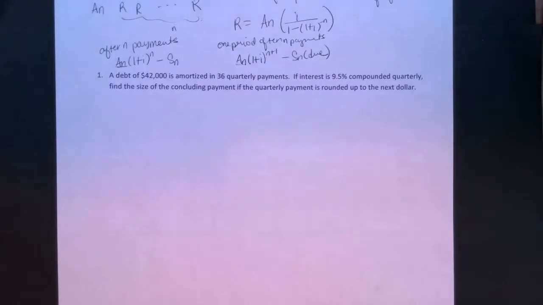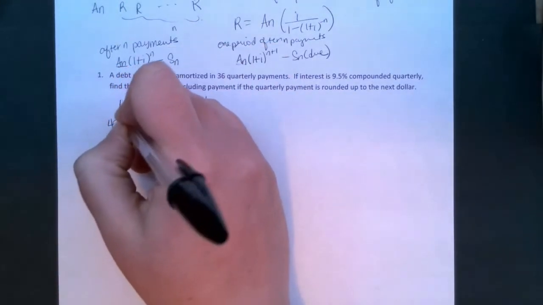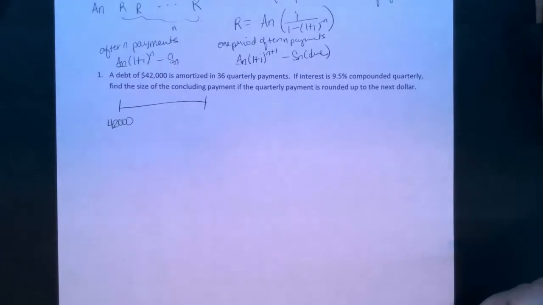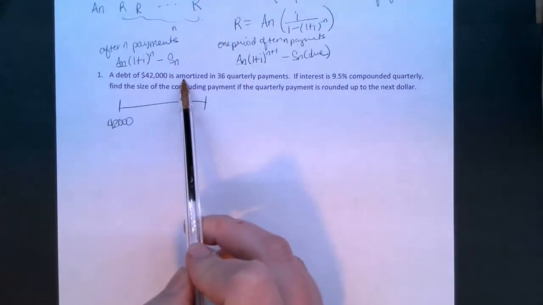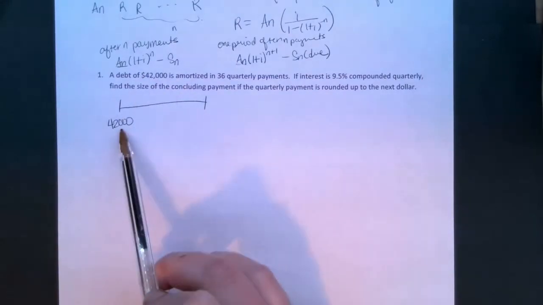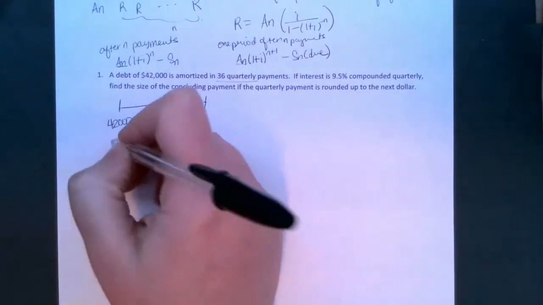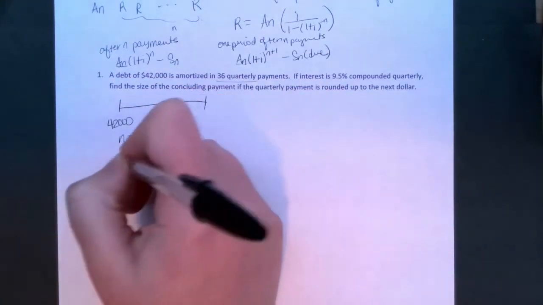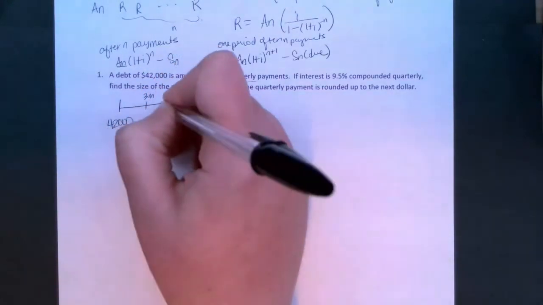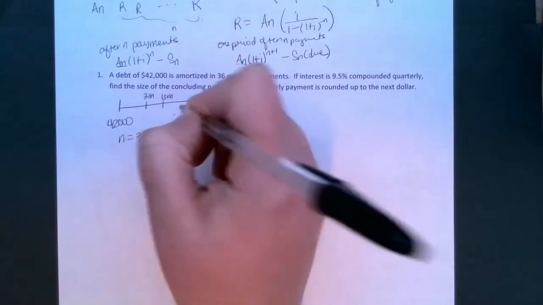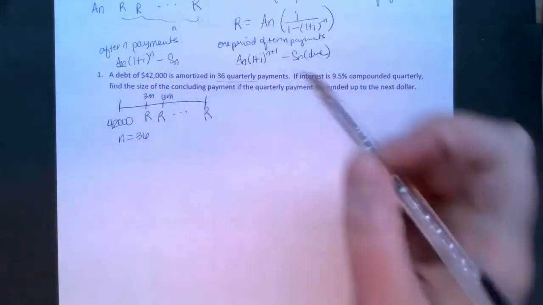Example 1: a debt of $42,000 is amortized using 36 quarterly payments. Debt and amortized both tell us that this $42,000 has to do with a loan. We're also told that we have 36 quarterly payments, so we know n is 36, and the frequency is 4, so every 3 months we're going to have something due. Here we're going to have to find our regular payment.